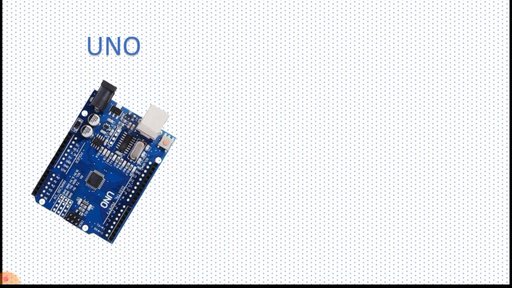So, now let's see the models of this board. This model is the Arduino Uno, which has a lot of facilities. Also it is the most commonly used one. It contains 6 analog input pins and 13 digital input and output pins. It is a perfect model for best project work.